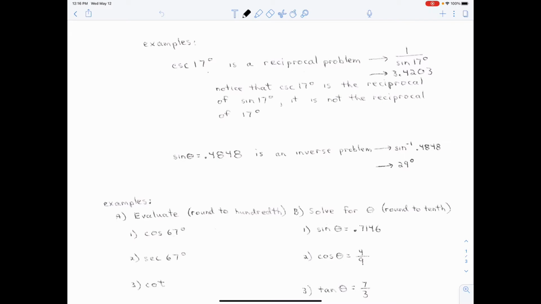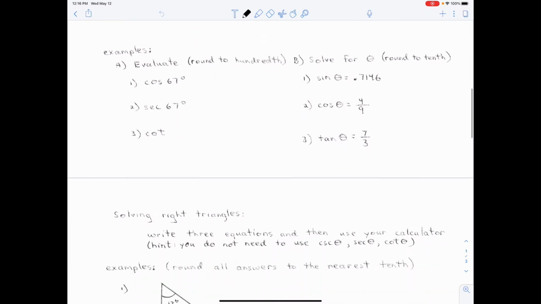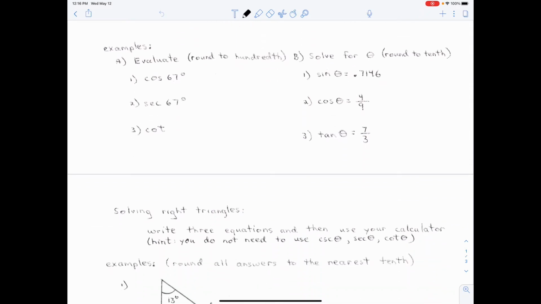Okay, let's first of all go through just finding trig functions, and we'll round these off to the nearest hundredth, so we'll take it out to 2 decimal places. In the first case, and again, make sure your calculator's set on degrees, you type in the cosine of 67. I mean, that's really all there is to it. And you get 0.39.